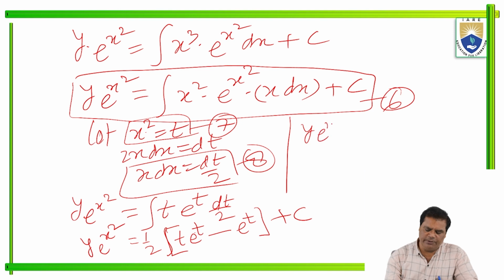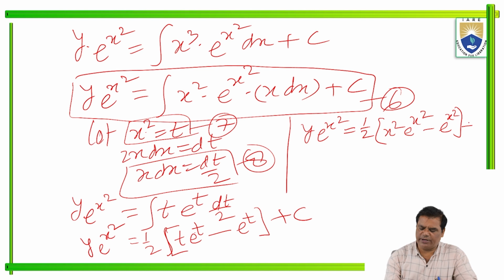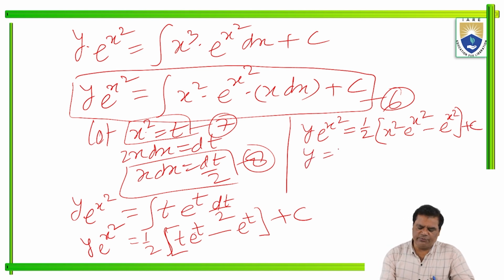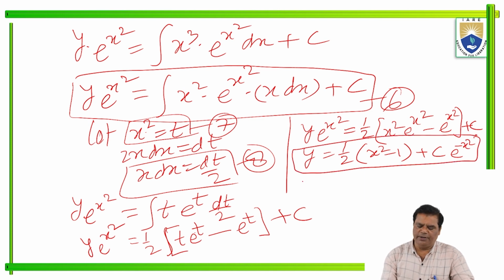y into e to the power x square is equal to 1 upon 2, t is x square e to the power x square minus e to the power x square plus c. So dividing by e to the power x square, y equals 1 upon 2 x square minus 1 plus c e to the power minus x square. This is the complete solution.